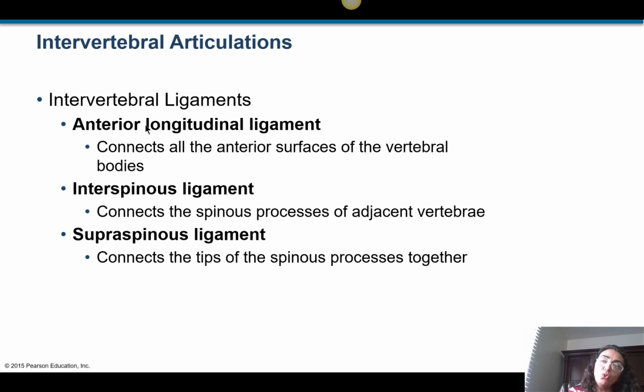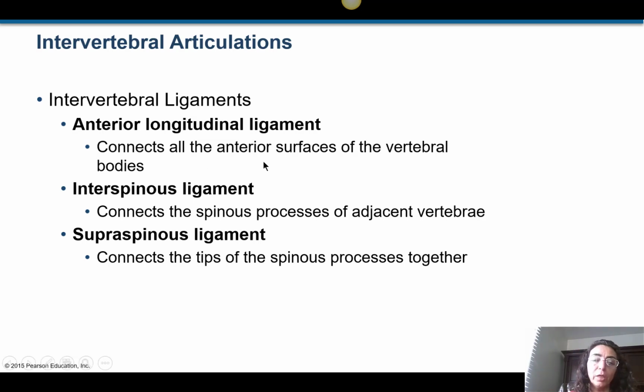Now, besides those joints that you need to know, there are some ligaments that stabilize all the joints that we have in the vertebral column, right? We call them intervertebral ligaments as they are between the vertebrae, connecting two vertebrae or more to each other. So we have anterior longitudinal ligament. When we say longitudinal, it means that it goes long along the length, the whole length of the vertebral column.